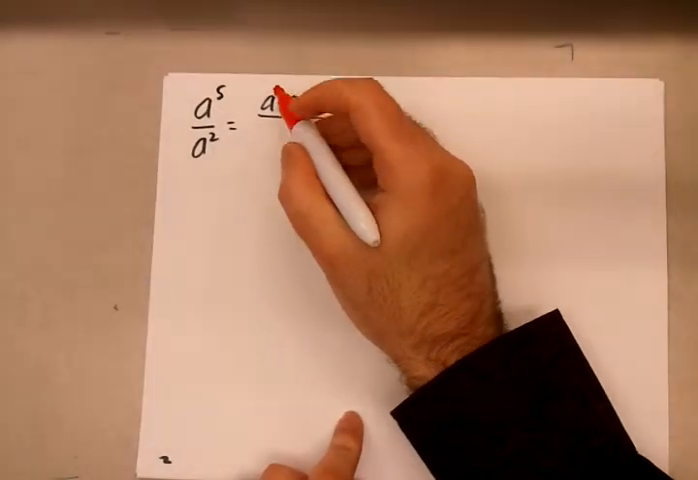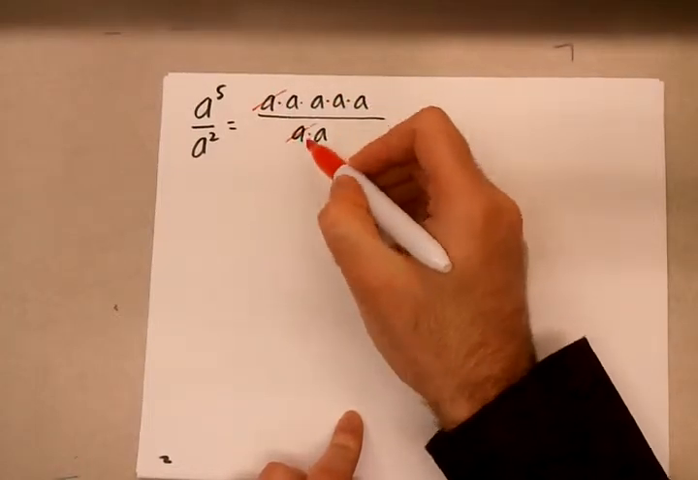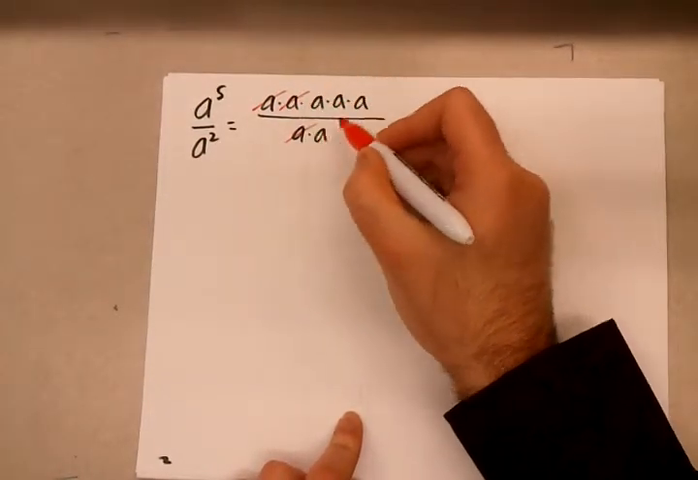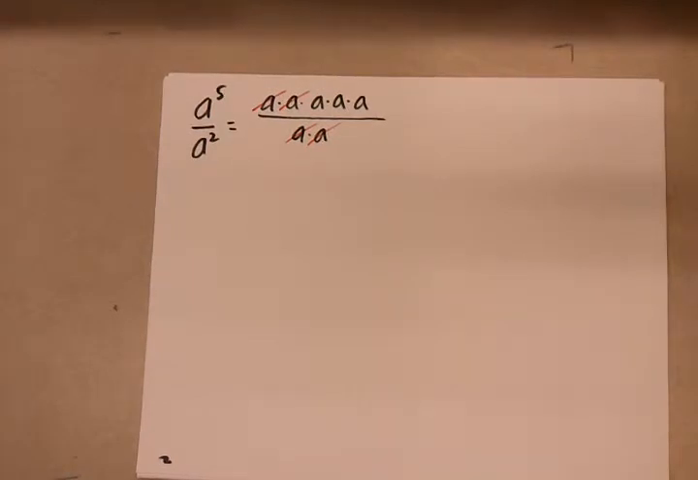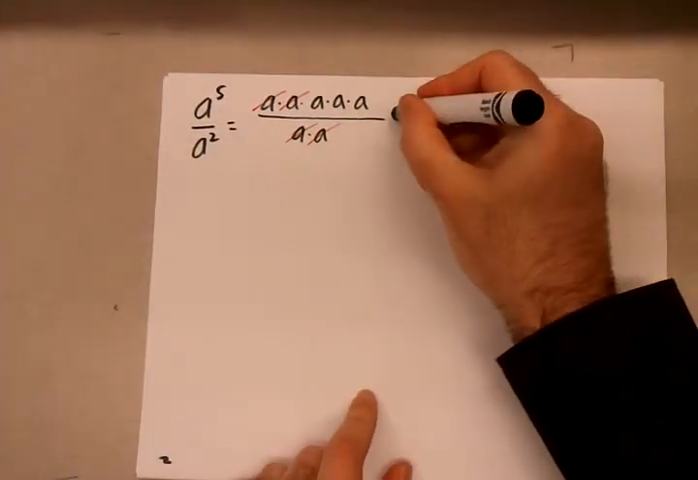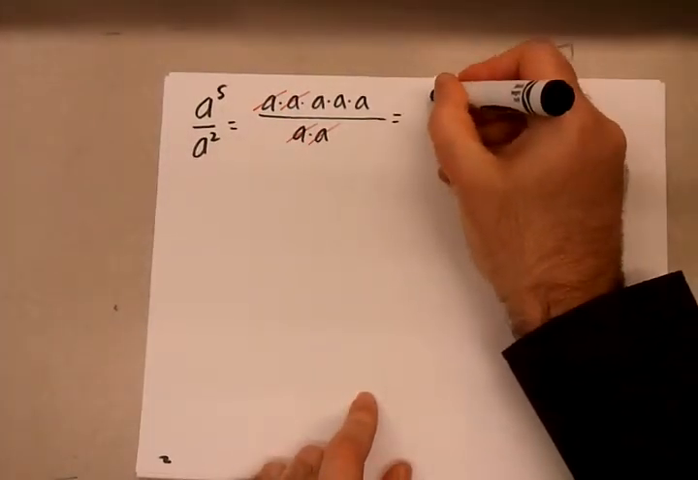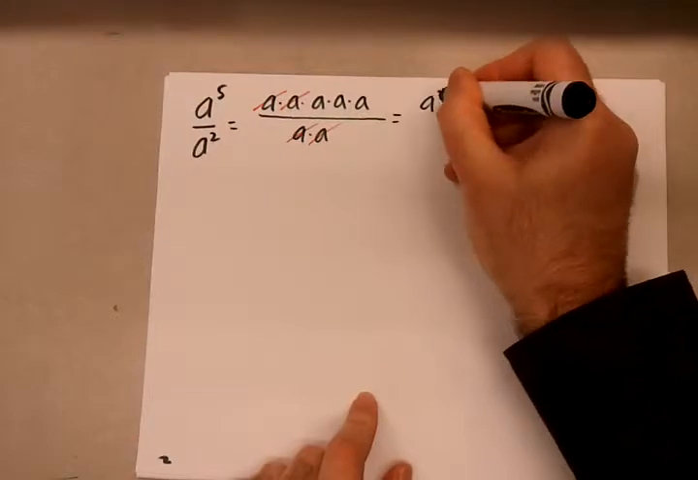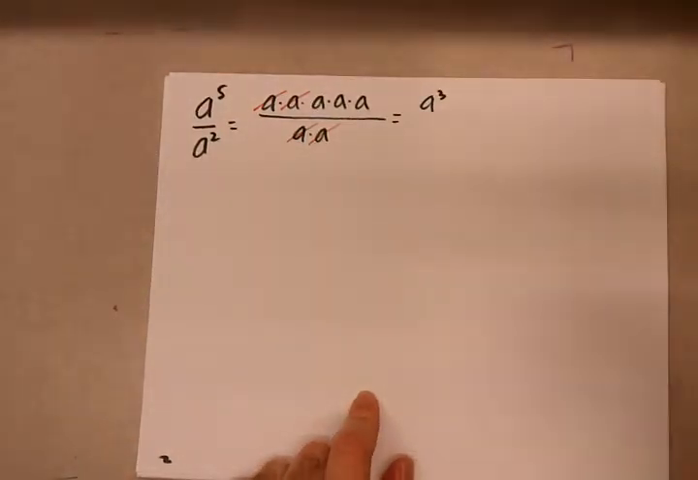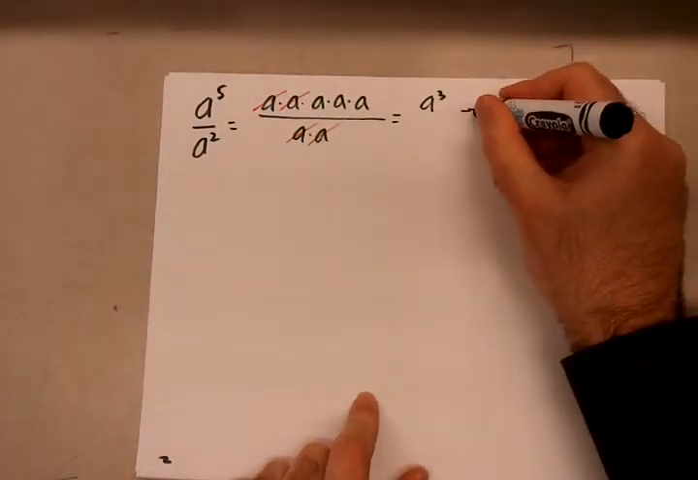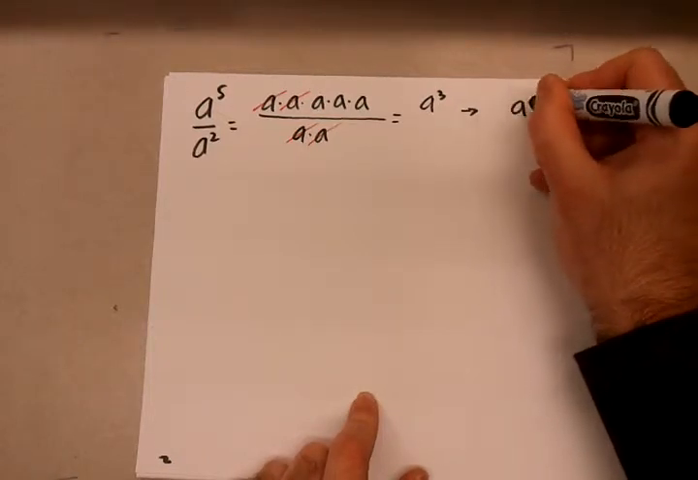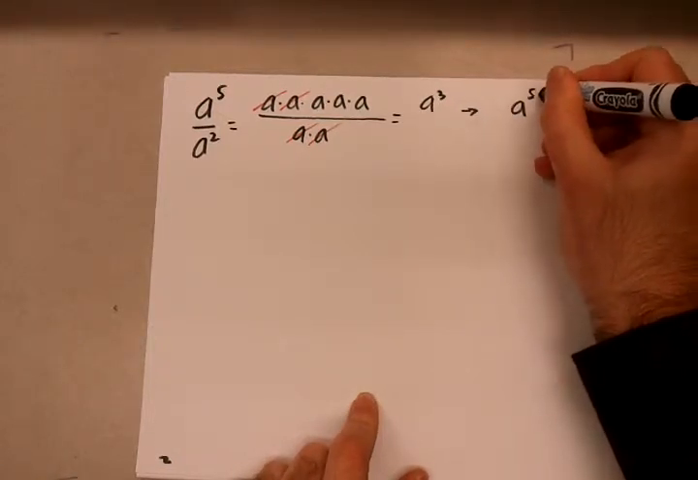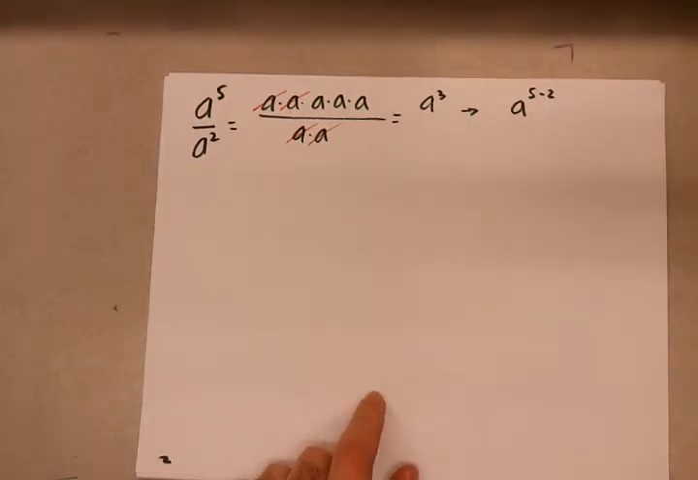So here I have an a and an a. I can cross those out. I have another a and another a. I can cross those out. So now on the bottom I have no more a's, but on the top I still have 3 a's being multiplied against each other. So that's a to the third on the top and nothing on the bottom. So in essence what I did is I subtracted 5 minus 2, just the exponents, which gave me that a to the third.